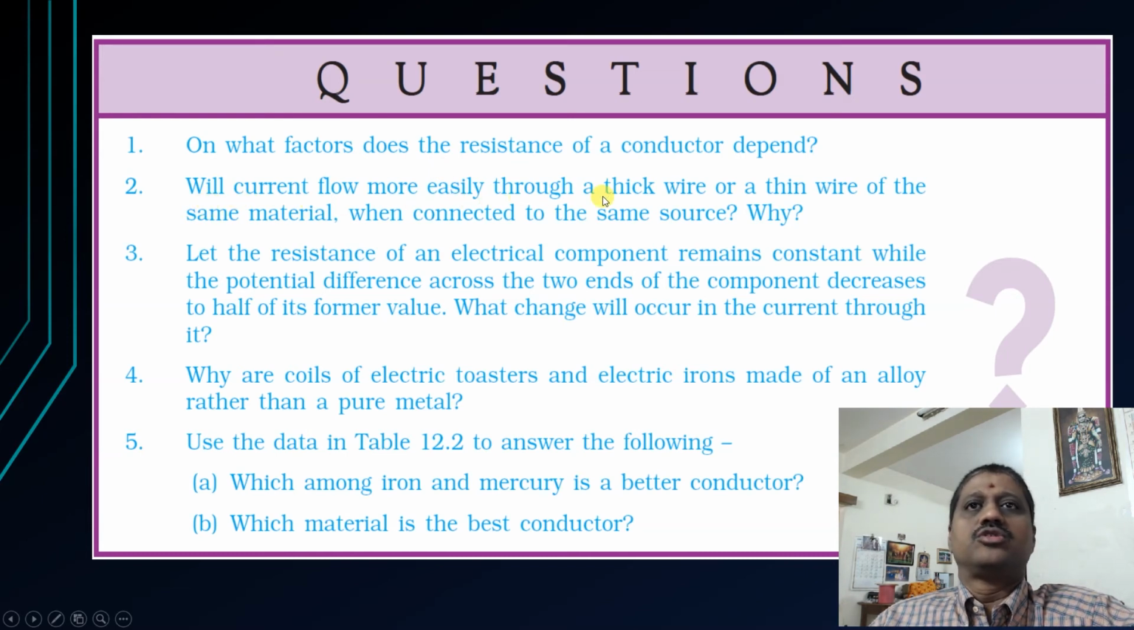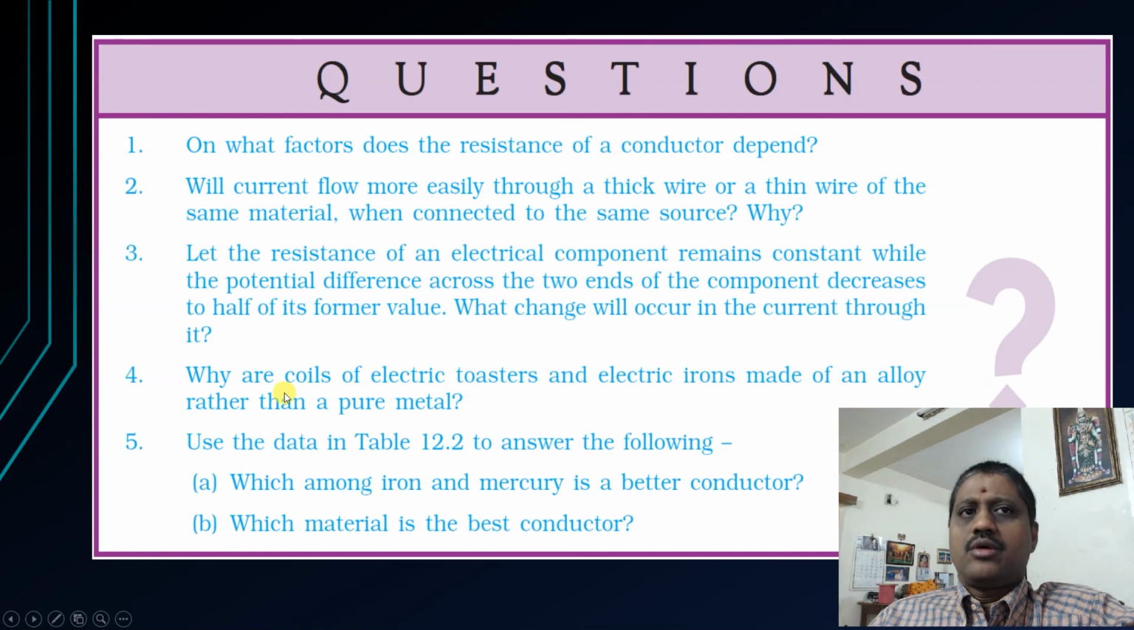Will current flow more easily through a thick wire or a thin wire of the same material? Same material means resistivity is the same, but a thick wire has higher area, so the geometry differs. A thin wire has lesser area. We have the defining formula resistance equals rho L divided by area. Resistance is inversely proportional to area, so a thick wire will have the least resistance. Again, geometry comes into the picture. Geometry decides whether the resistance is less or not, and that resistance macroscopically decides the current. That way we are comparing in our discussion.